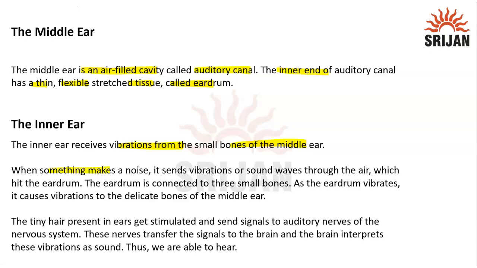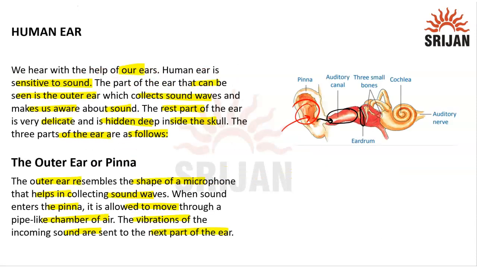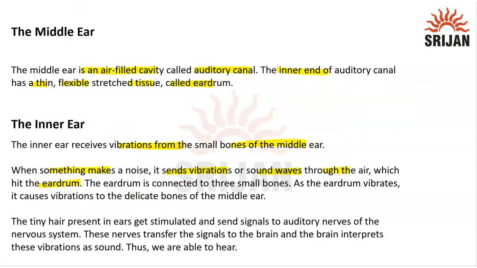When something makes a noise, it sends vibrations or sounds through the air which hit the eardrum. So whenever a vibration comes in, basically the sound has entered through the ear pinna, then it moves towards the auditory canal, and finally it reaches the eardrum, where it creates vibrations. So it produces vibrations on the eardrum.